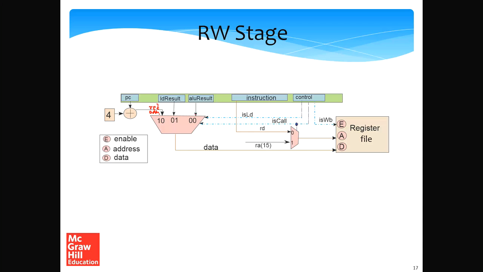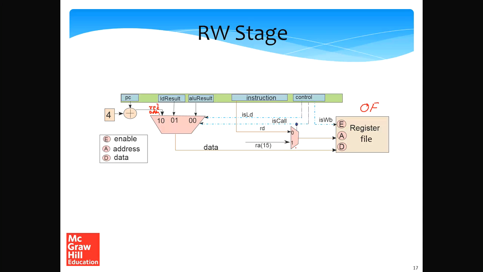Then we had the load result and the ALU result, and it was being controlled by two control signals coming from the control unit, is load and is call. So one of the three inputs becomes the data that needs to be written to the register file. So this directly goes to the register file. The register file can be located either in the RW stage or in the OF stage, but the OF stage is a better place. So essentially it goes to the register file in the OF stage.